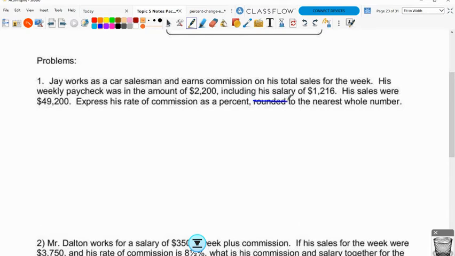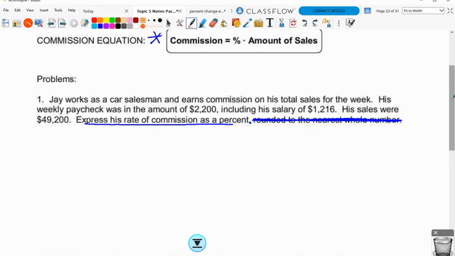Okay, and this is actually extra stuff that we don't need. So I'm going to cross that out. We need to express his rate of commission as a percent. What was the rate of commission? So we're going to start by writing the commission equation. And once again, that said commission is equal to a percentage of the amount of sales. Commission equals a percentage of the sales.